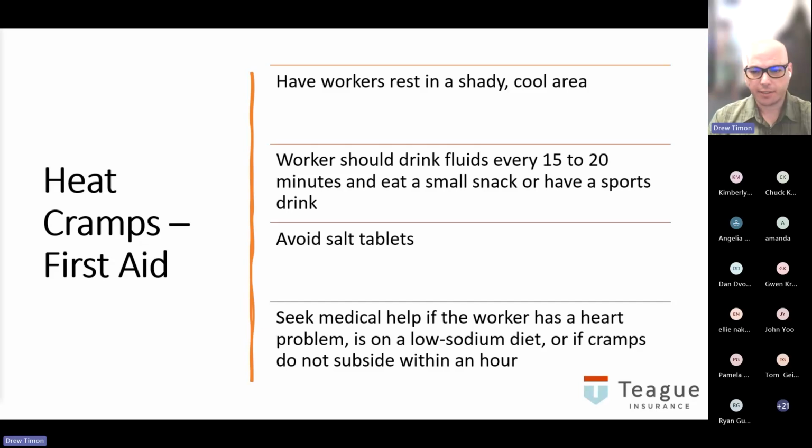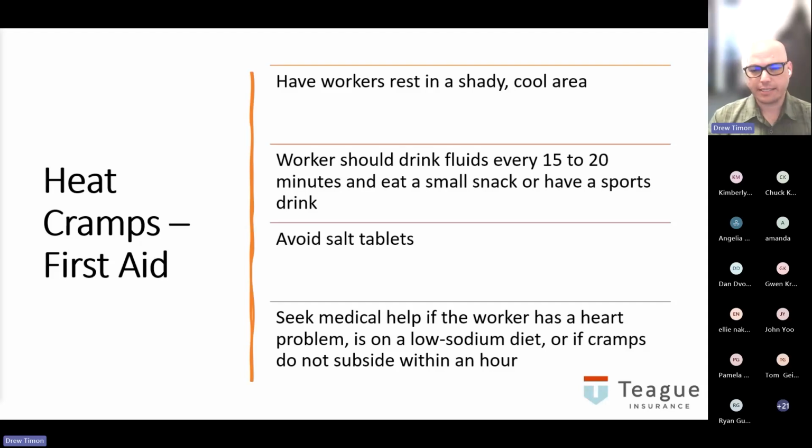So in the event that an employee is experiencing heat cramps, you want to have the employee rest in a shady, cool area. Encourage drinking fluids every 15 to 20 minutes and eating a small snack or even having a sports drink. What you're trying to do is replenish some of that sodium. We recommend avoiding the salt tablets. The body doesn't absorb those in the same way when it comes to rehydration as it will a sports drink or getting sodium from that snack.